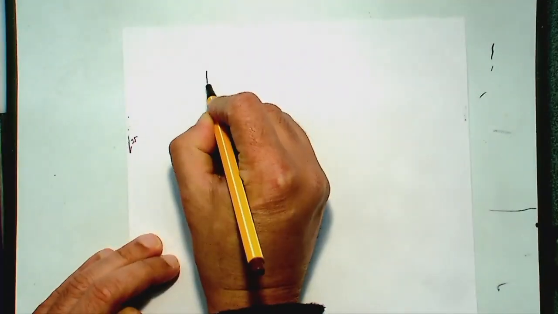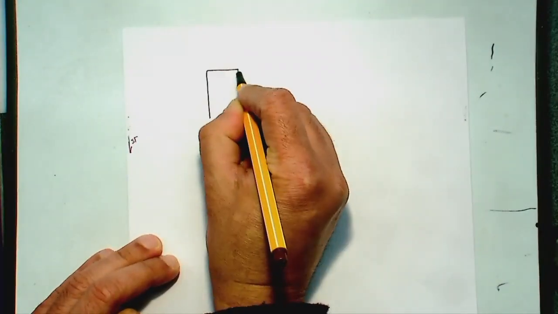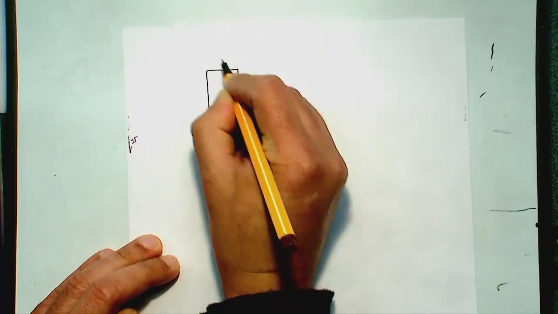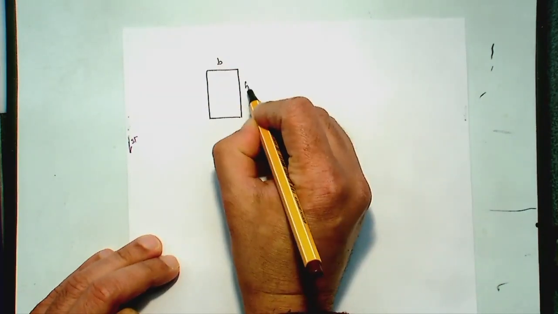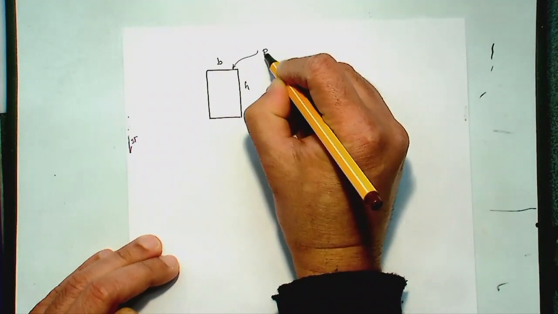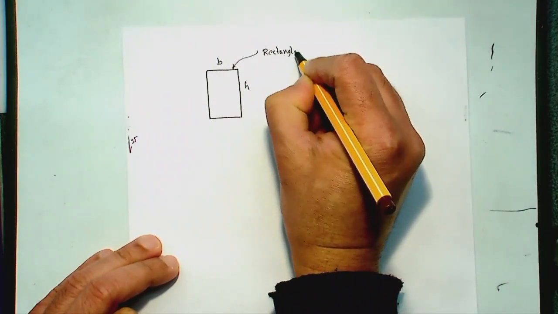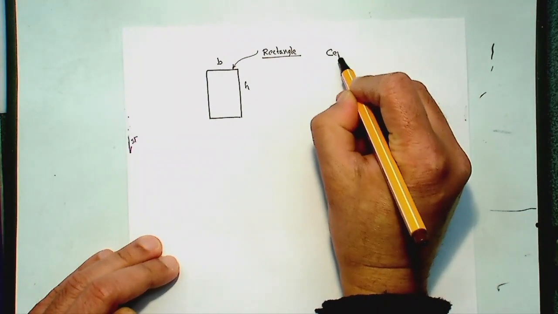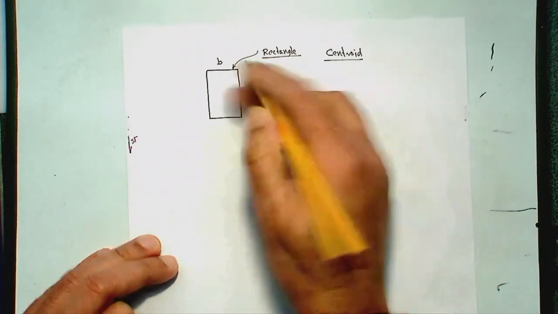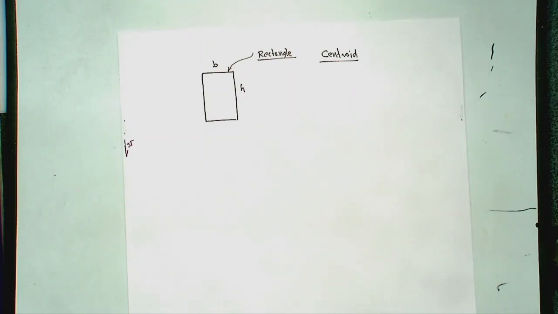So let's say you have got a cross section which is B times H, and some people call it a rectangle. And you have to find the centroid of this rectangle. You have no idea what it is or where it is. You are not going to do any experiment here, so you are not going to draw the line of action of the force, etc. So you want to find the centroid of this cross section.